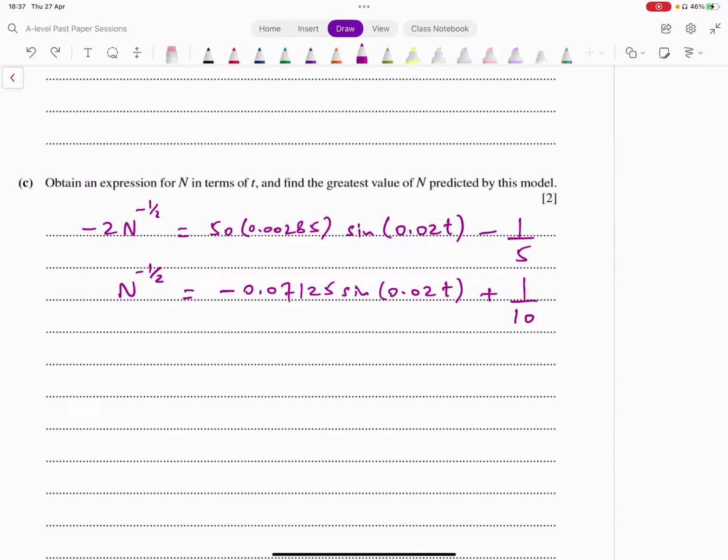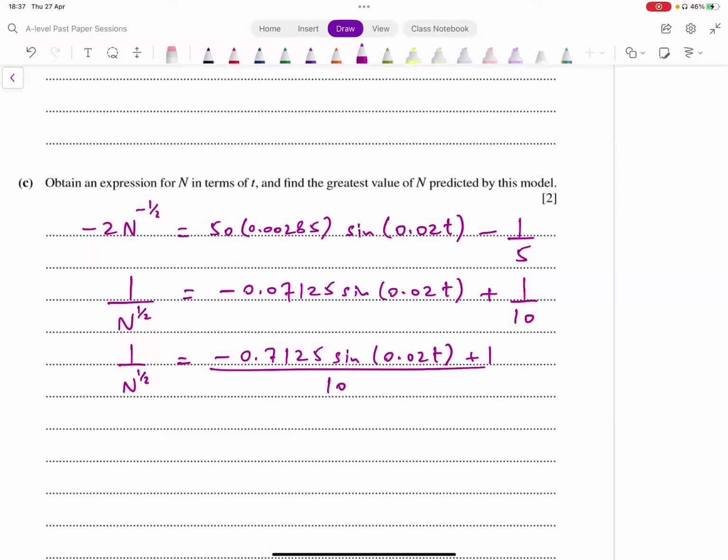राइट, रेसिप्रोकल लेंगे दोनों साइड्स के ऊपर, तो आपके पास लेफ्ट साइड को इनफैक्ट मैं ऐसे लिख लेता हूँ पहले, 1 over n raised to power 1/2. Now before you take reciprocal, in fact remember you can't take reciprocals of individual terms. आपको पहले क्या करना पड़ेगा, इसका LCM लेना पड़ेगा. राइट साइड पे LCM लेते हैं, 10 से मल्टीप्लाई होगा, and that is going to give you -0.7125 into sine of 0.02t plus 1 whole divided by 10.